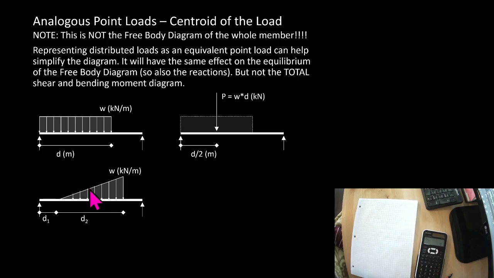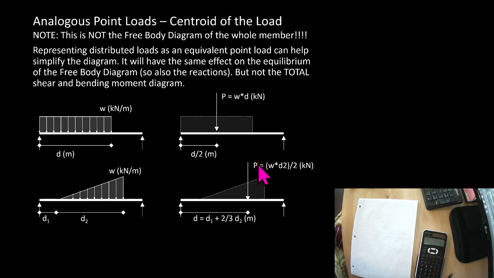So what would the analogous point load of this look like? Well, we know that the area under this is this distance times our uniformly distributed load divided by 2 because it's a triangle. And then triangles act at 2/3 of their length, so it would act right here. We would use an analogous point load of P is D2 times W, divided by 2 because it's a triangle. And then this distance D to where it acts is this D1 plus 2/3 of D2, so acting right here.